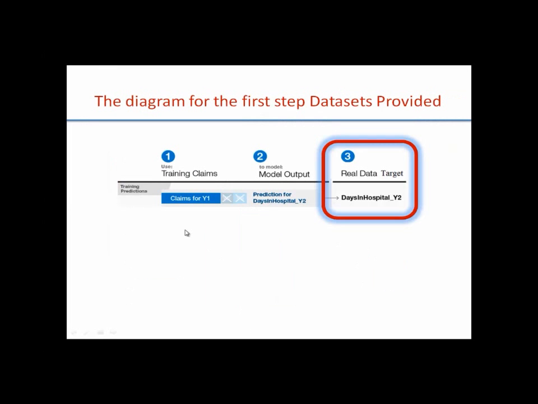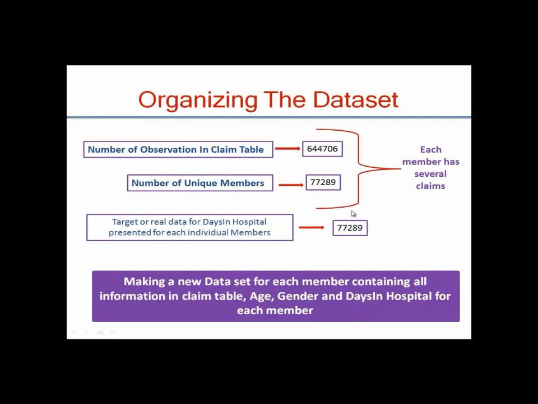The diagram for the first step of the datasets provided. This diagram shows a quick idea about the perspective of this project. We are going to use claims data provided for the first year to predict days in hospital for the second year. We need to organize the data provided in the claim table, member table, and the second year days in hospital.